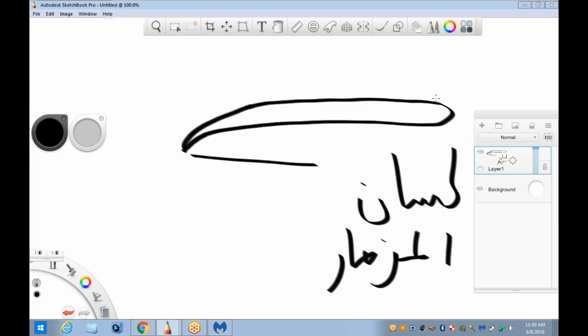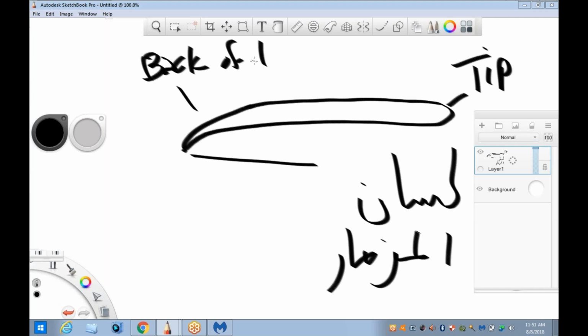This is the back of the tongue. This is the top of the tongue. This is the tip of the tongue. This is the back of the tongue. This is the throat. This is the back of your throat.